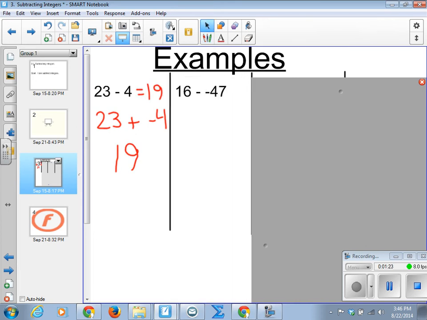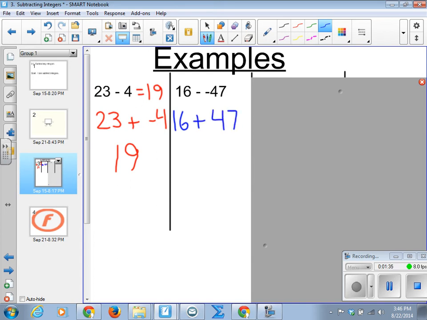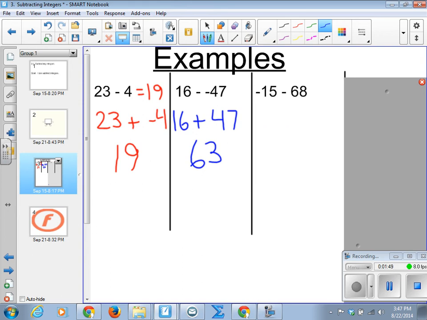Now, we get some negatives involved. We have 16 minus negative 47. First term stays the same. Subtraction becomes addition. Negative 47 becomes positive 47. And we just add these together to get 63. Now, as I uncover more examples, feel free to pause the video and try them out on your own. I'm going to keep solving these.